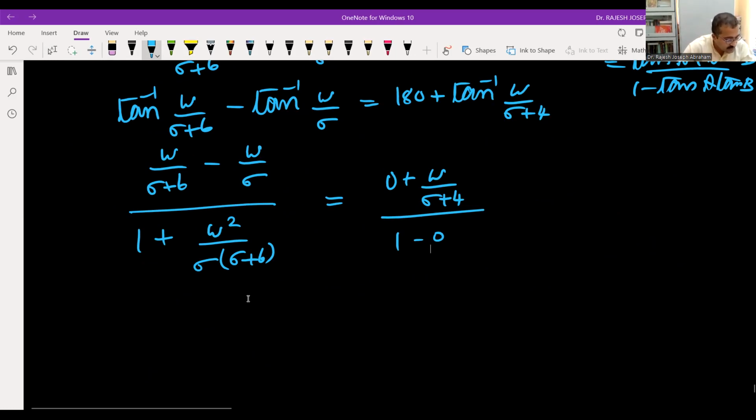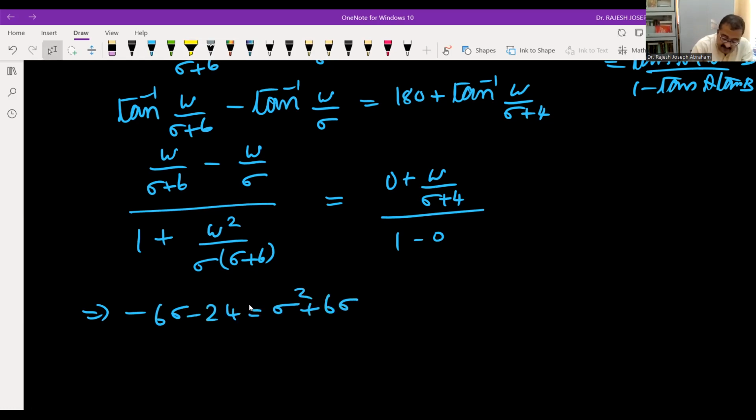If you solve this thing further, you will get minus 6 sigma minus 24 equal to sigma square plus 6 sigma plus omega square. Right? You simplify this further, you will get sigma square plus 12 sigma plus omega square plus 24 equal to 0.